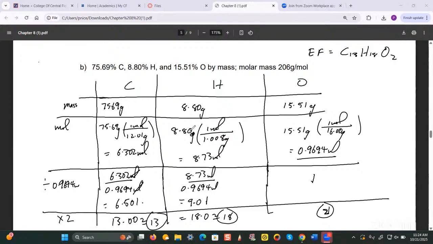But we're not finished yet because the question is asking for the molecular formula, right? So how do we get the molecular formula? Well, if you remember what I said earlier in the early example, you're going to need the integral factor. Remember the integral factor? Somebody's asking a question. What is that?